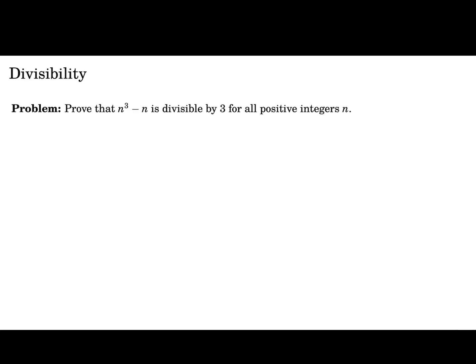For n equal to 1, we're saying that 1 cubed minus 1 is equal to 0, and so 0 is divisible by 3. For n equal to 2, 2 cubed is 8, minus 2 is equal to 6, and 6 is divisible by 3, right? It's 2 times 3.